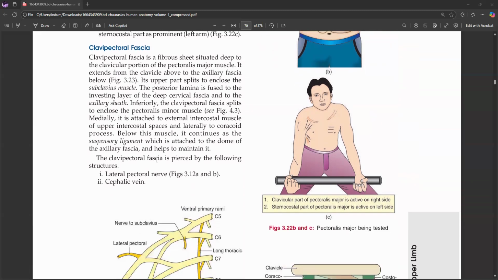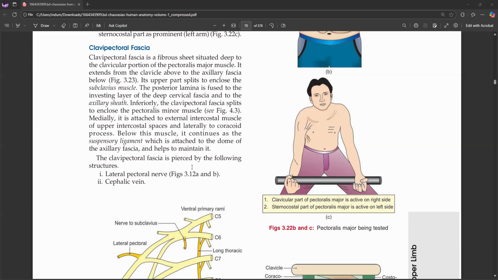Clavipectoral fascia is a fibrous sheath situated deep to the clavicular portion of the pectoralis major muscle. It extends from the clavicle above to the axillary fascia below. Figure 3.23. Its upper part splits to enclose the subclavius muscle. The posterior lamina is fused to the investing layer of the deep cervical fascia and to the axillary sheath. Inferiorly, the clavipectoral fascia splits to enclose the pectoralis minor muscle. See figure 4.3. Medially, it is attached to external intercostal muscle of upper intercostal spaces and laterally to coracoid process.